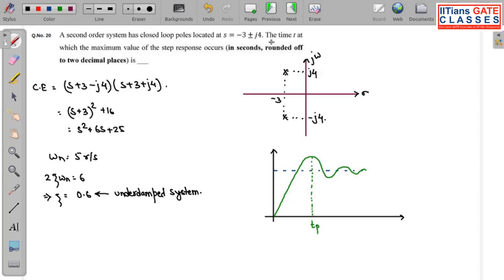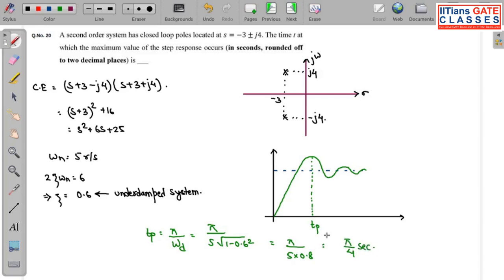So they have asked you this only, the time t at which the maximum value of the step response occurs, in seconds. Okay, so now if I want to calculate T peak, what is it? Pi by omega d. So what is pi? Pi is pi only. Omega d is omega n, okay, so that will be 5 under root of 1 minus 0.6 square. So this will be pi into 5 into 0.8. So that will be equal to pi by 4 second.